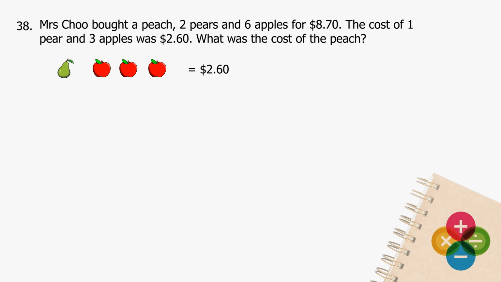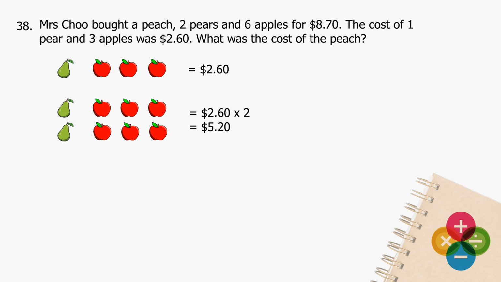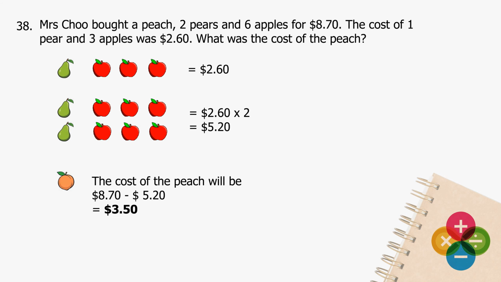Given that the cost of 1 pear and 3 apples was $2.60, Mrs. Choo bought 2 pears and 6 apples. You will need to multiply the cost $2.60 by 2 and you will get $5.20 for the cost of 2 pears and 6 apples. She paid $8.70 in total. The cost of the peach will be the total amount $8.70, minus the cost of 2 pears and 6 apples $5.20, and you will get $3.50.